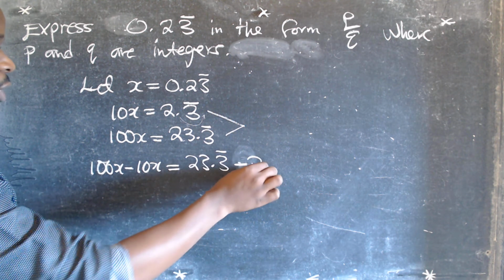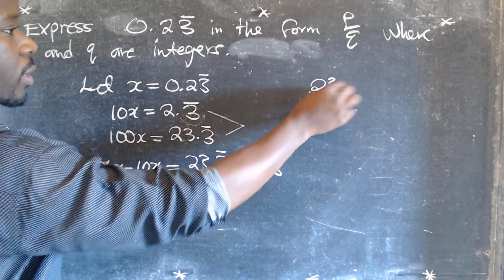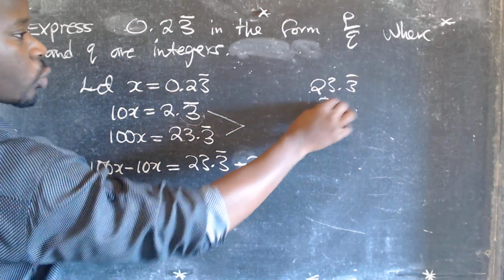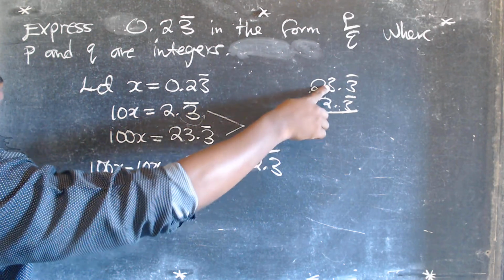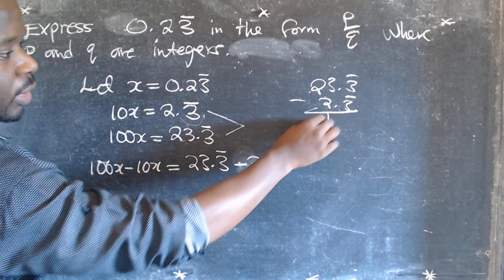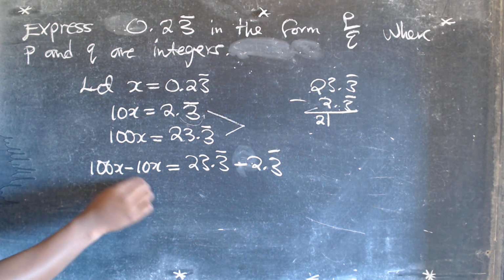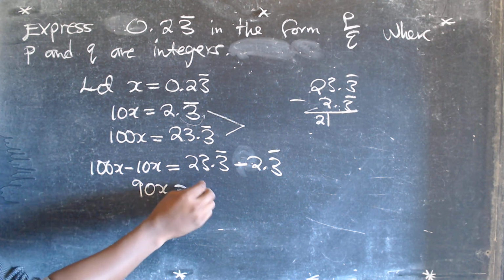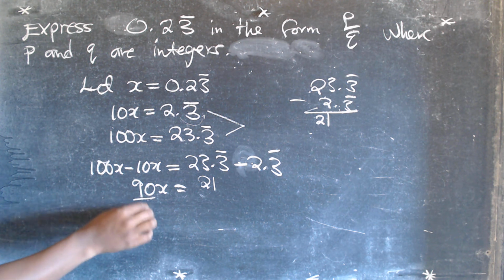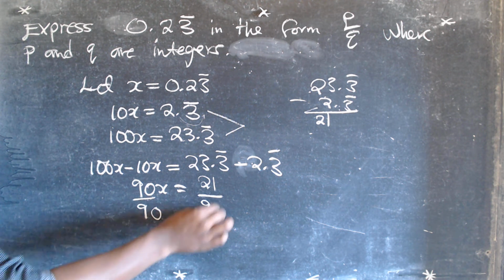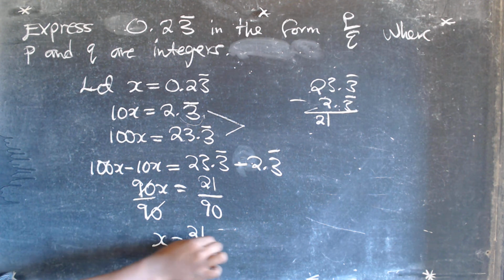23.3 bar minus 2.3 bar. Now we're subtracting here. When you subtract, the 3 bar gives you a 0. 3 minus 2 you get 1, and 2 minus 0 you get 2. So this is going to be 21. So here, 100x minus 10x, you get of course 90x is equal to 21. Since we want to make x the subject, or to find the value of x, we divide both sides by 90. When you do that, x is equal to 21 over 90.